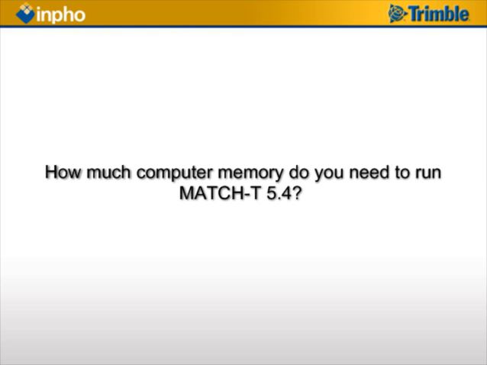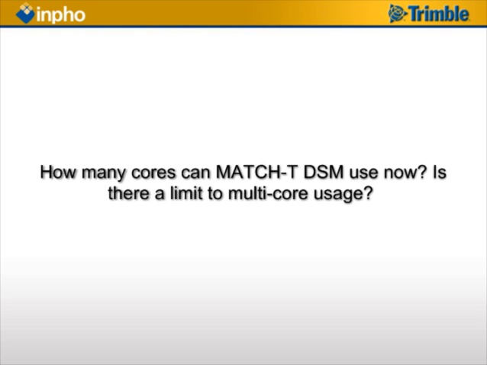Sounds reasonable. One question was, how many cores can MATCH-T DSM use now, and whether there's a limit to multi-core usage? At the moment, MATCH-T, for example, is using 5 cores with 1 license. If you want to use more cores than that, it's actually a distributed processing license that you need to purchase, and the distributed processing licenses cost about a third of the standard price.